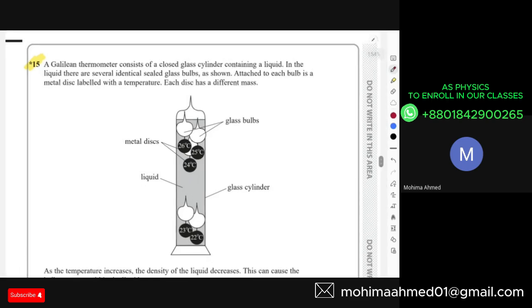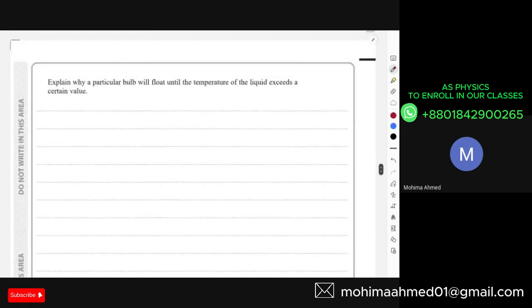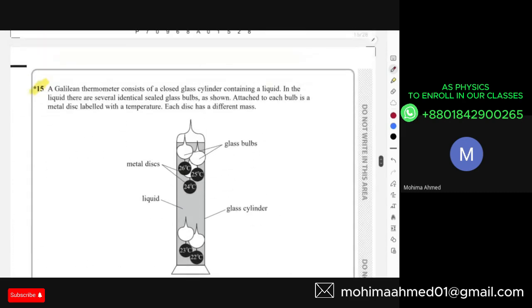If I talk about how many marks they're giving you, they're giving you 6 marks. In most cases, star mark questions can have marks from a range of 4 to 6. This is a 6 mark question. It says a Galilean thermometer consists of a closed glass cylinder containing a liquid. In the liquid, there are several identical sealed glass bulbs as shown, and attached to each bulb is a metal disc labeled with a temperature, and each disc has a different mass.